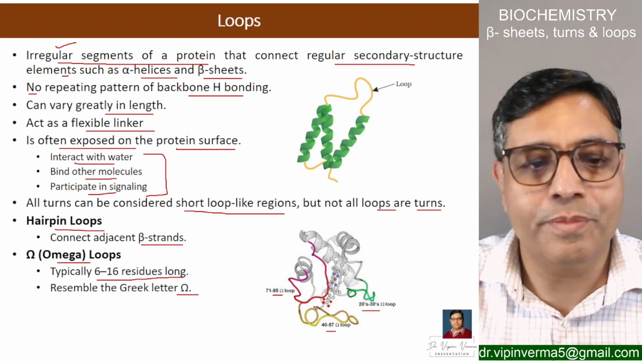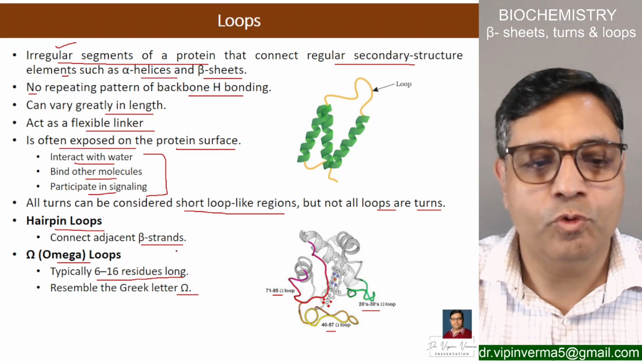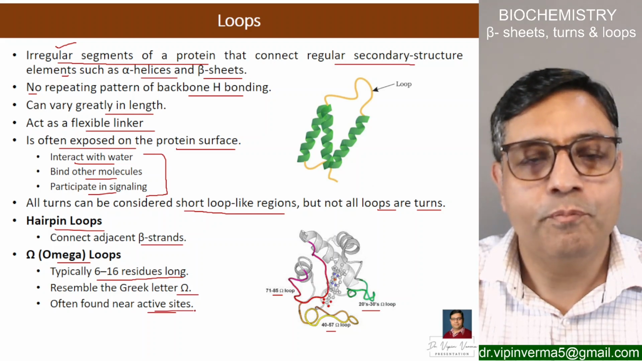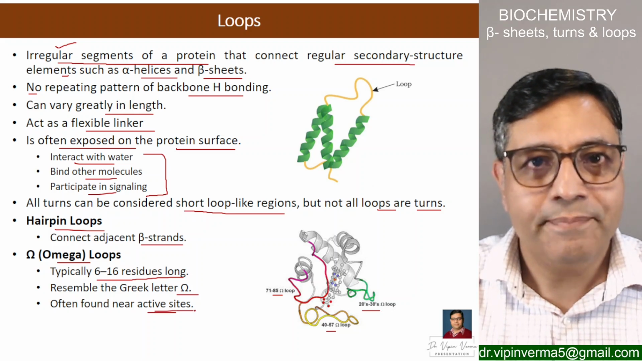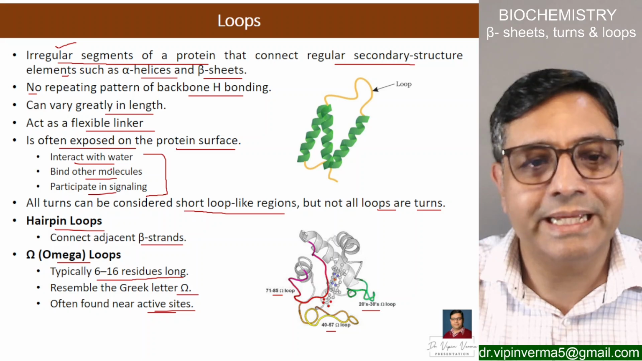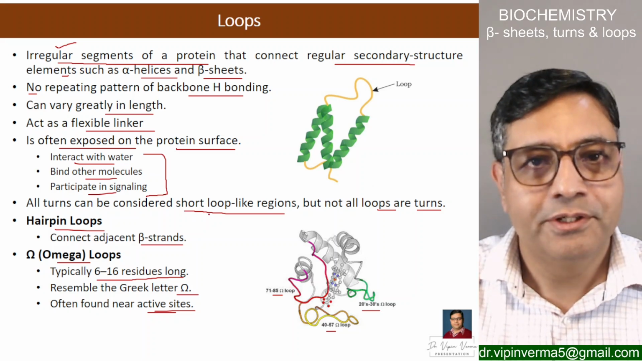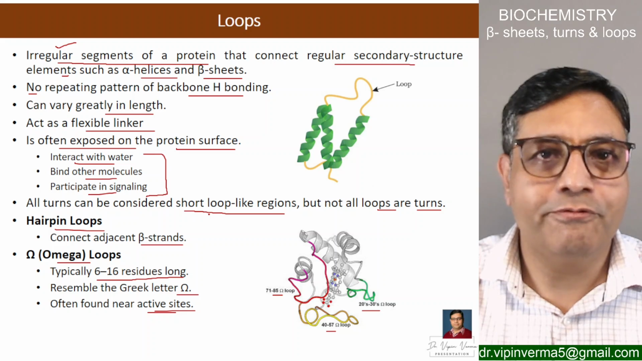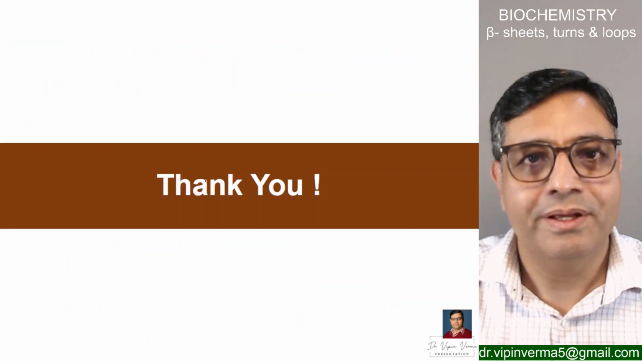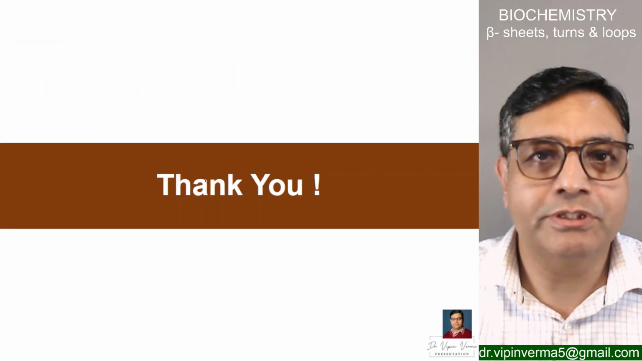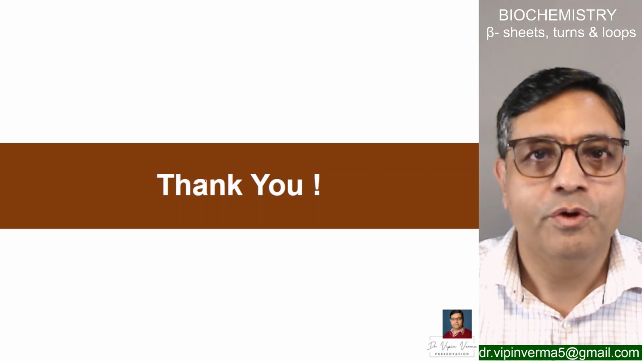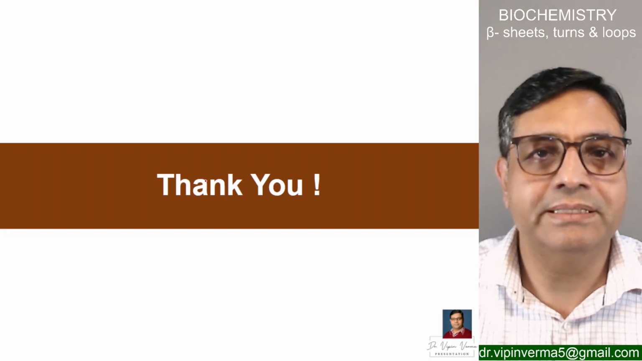but resemble omega, and therefore they are known as the omega loops, and they are often found near the active sites of the protein or enzymes, okay, because they can interact with other molecules, and they can also interact with water. So these loops are very important for linking secondary structures, right? So thank you very much for watching, and this was the discussion about the secondary structures of proteins, particularly the beta sheets, turns, and loops.